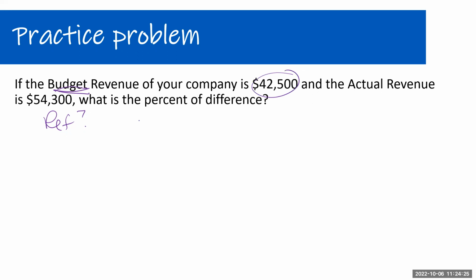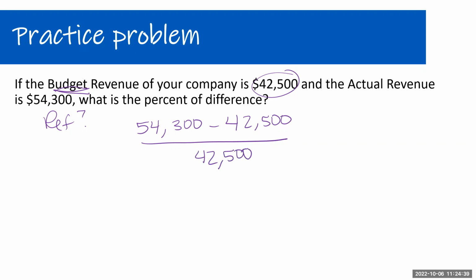So remember that we are going to take our 54,300 and subtract our 42,500 from the budget. And then we are going to use that budget as our reference. Now, if we plug this into our calculator carefully and convert it into a percent, we'll see that that is going to be 27.8%. Be sure that you can calculate this on your own.